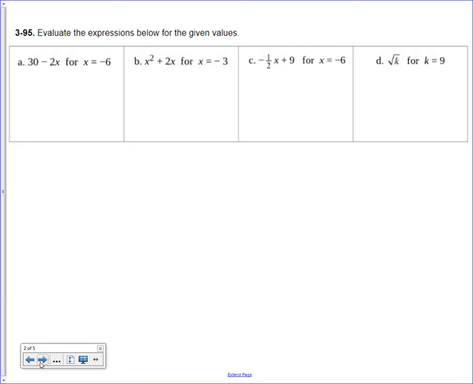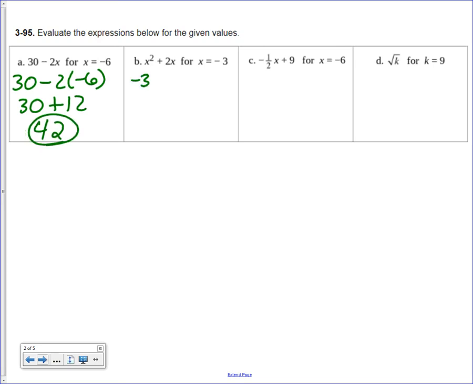X can be 0. Doesn't mean it's no solution. Okay, for problem 95, it says evaluate for the given value. So I'm going to plug it in and find the answer. So 30 minus 2 times negative 6 is going to give me 30 plus 12, because the two negatives make a positive, so I get 42.